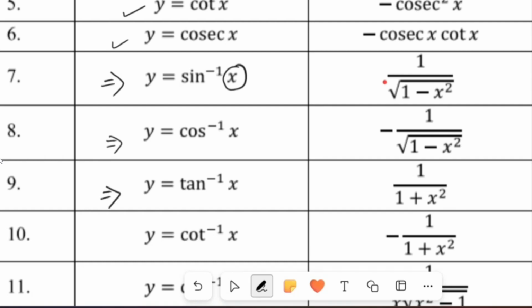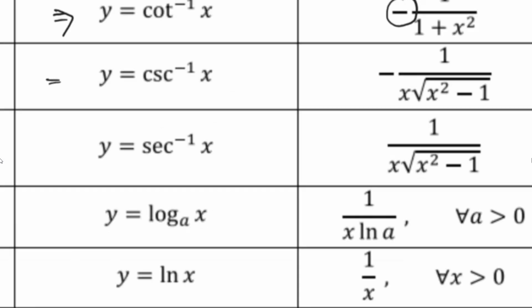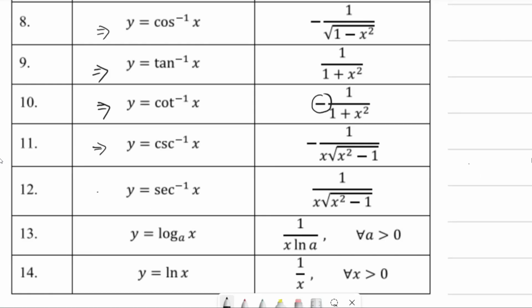Fine. Now tangent inverse of x derivative would be 1 by 1 plus x square. And cot inverse of x derivative would be same as tangent inverse of x derivative, but the negative sign will be coming over here. Now cosecant function, if the function is cosecant inverse of x, then its derivative would be minus 1 by x into under root x square minus 1. Now if the function is y is equal to secant inverse of x, its derivative would be same as cosecant inverse of x, but negative sign will not be coming with it.